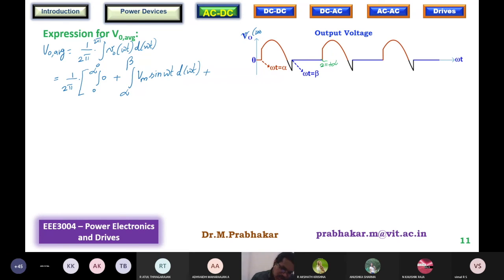And one cycle is not over. I started off from 0, I should end at 2 pi. Or I have started from alpha, I should end at 2 pi plus alpha. Anything is fine. I will write from beta to 2 pi. The magnitude is 0. That's all. So do that integration, simple integration. You will get Vm by 2 pi into integral alpha to beta sin omega t.